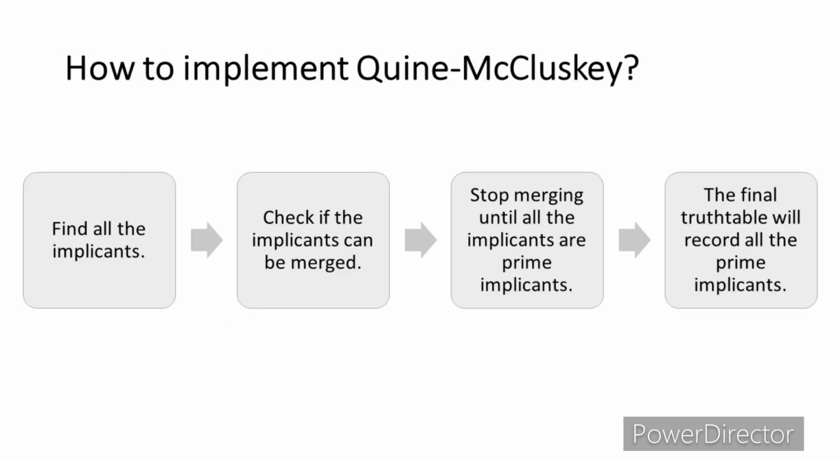Now, let me take you through how I implemented the Quine-McCluskey method. First, the process begins by identifying all the implicants in a given logic function. Then I checked if these implicants could be merged. Once no further merging was possible, the remaining implicants became what we call prime implicants. From there, I created a truth table that records these prime implicants and extracted only the ones we need, and it is called the onset.